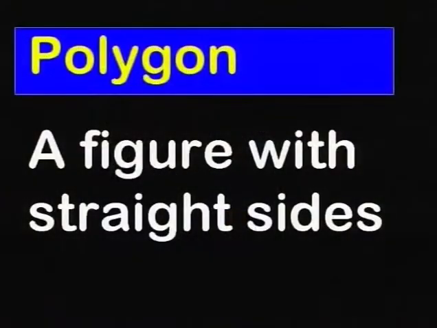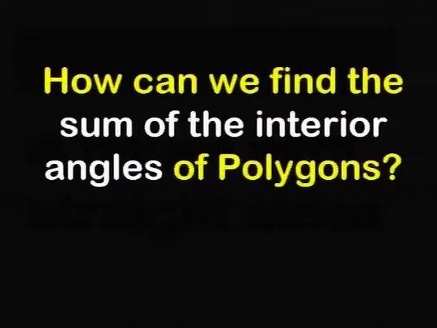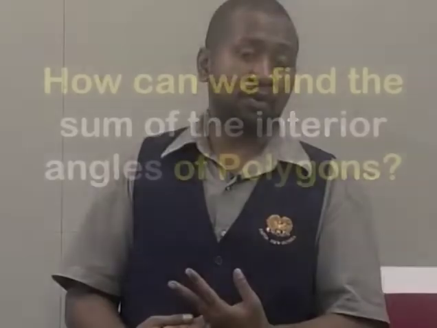Now, class, a polygon is a figure with straight sides. Okay, those are known as polygons, and we are going to find out the sum of the interior angles of a polygon. To help us find the sum of the interior angles of a polygon, we're going to look at the common shape that we have seen in our previous lessons. Class, what is that shape? Triangle.